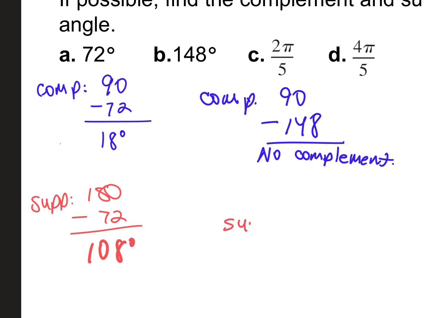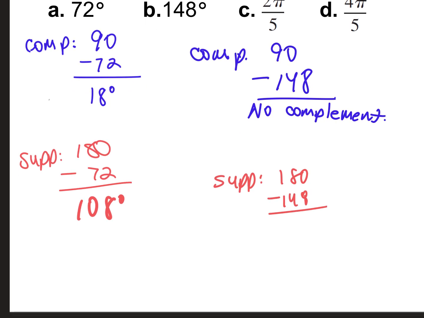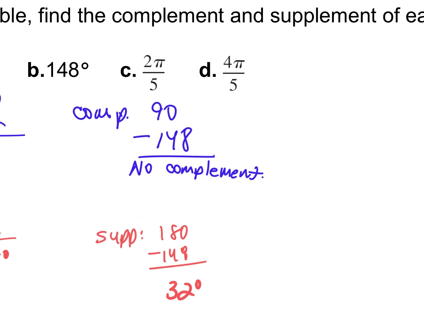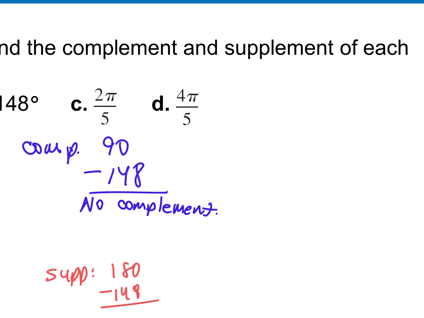So this one is supplement. When I see supplement, what number do I think? 180. So 180 minus 148 is what? Okay, 32 degrees. There's your supplement. So if it's bigger than 90, there's automatically no complement. If it's bigger than 180, is there a supplement? No.